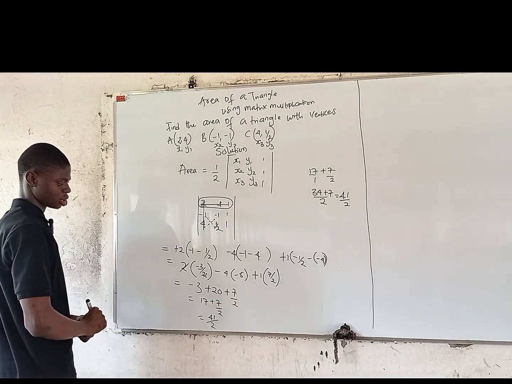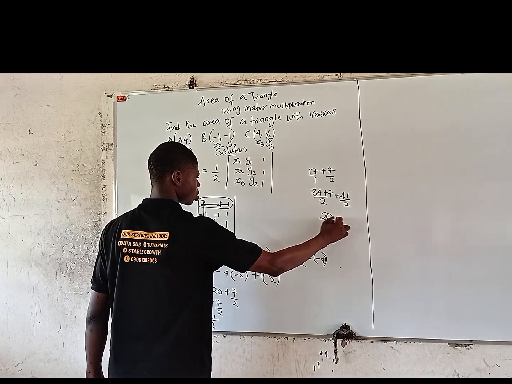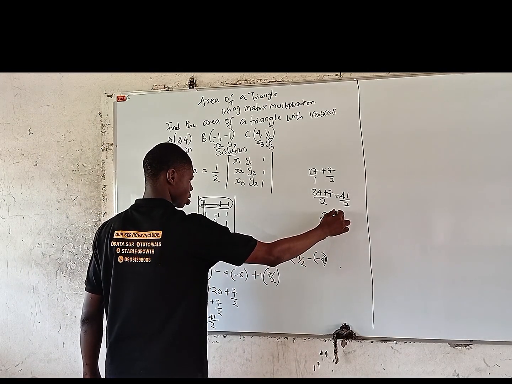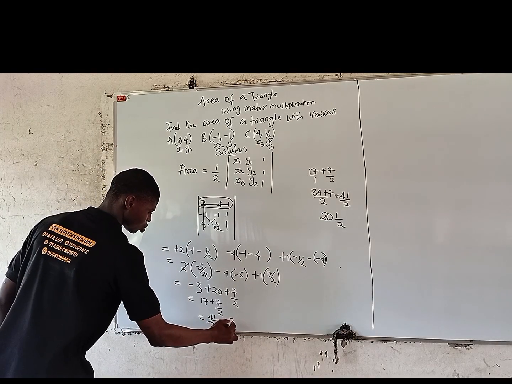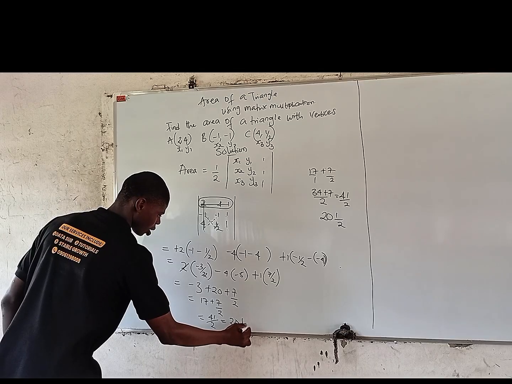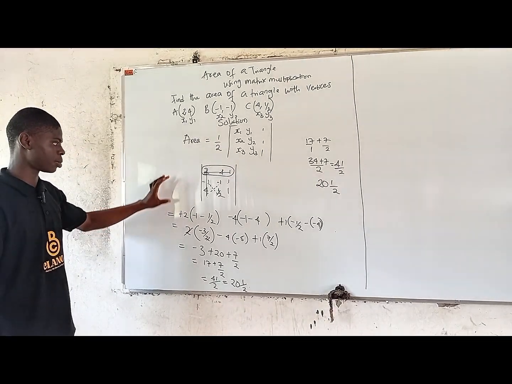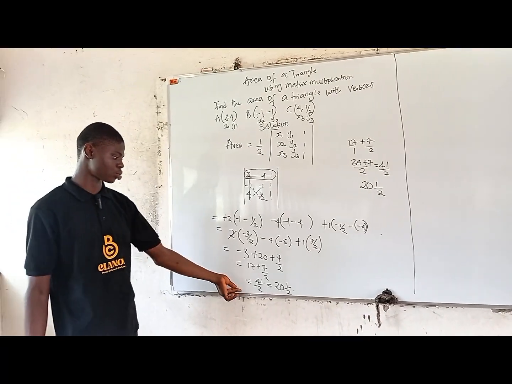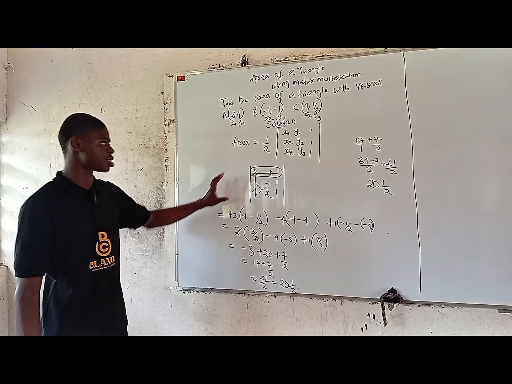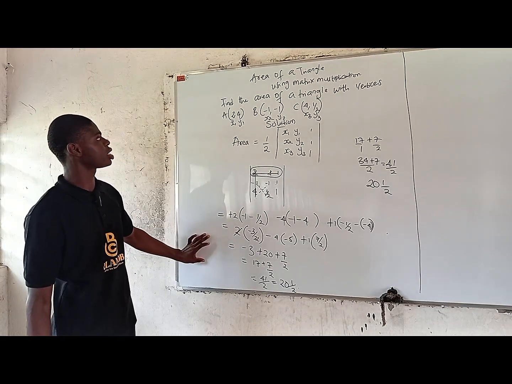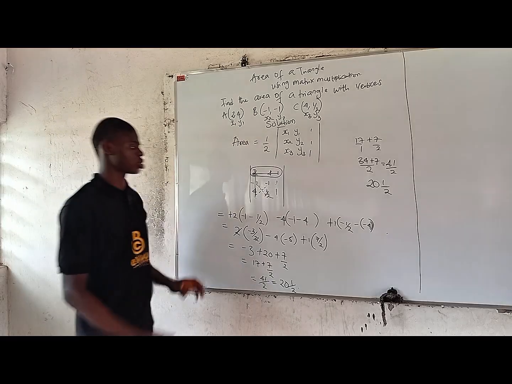If you want to leave this in mixed fraction, you should have 20 whole number 1 over 2. So successfully we've gotten the matrix multiplication to be 41 over 2, which is still the same thing as 20 whole number 1 over 2. So if you're multiplying a 3 by 3 matrix, this is the way you do it. But in this case, we are looking for the area of a triangle. So we want to input these values here.